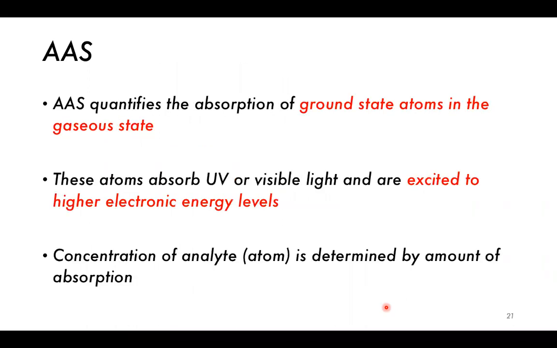AAS quantifies the absorption of ground state atoms in the gaseous state, and these atoms absorb UV or visible light and are excited to higher electronic energy levels. And this absorption of that light, so it's the removal of those wavelengths from the light which passes through the flame and is then picked up by the detector. It's the difference between the incident light and the light after absorption, which is what we're measuring. And then the concentration of the analyte, the atom, is determined by the amount of absorption.